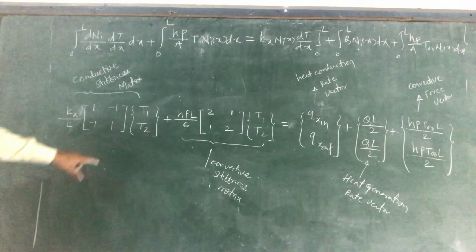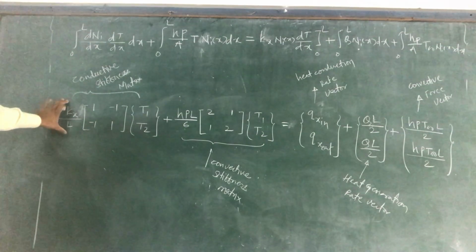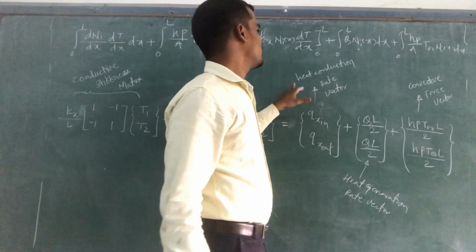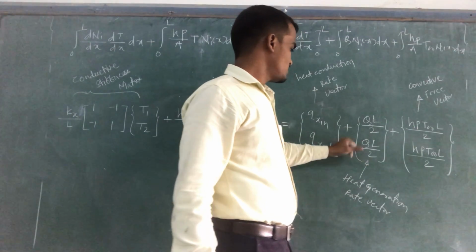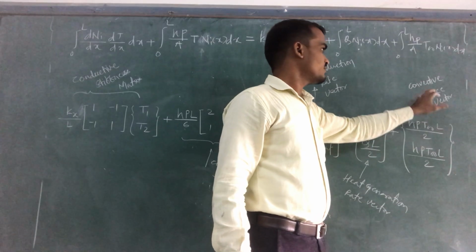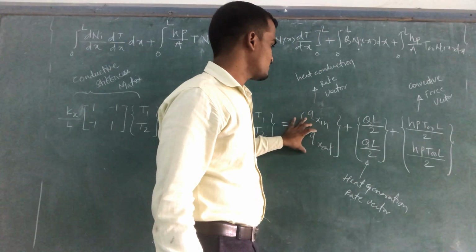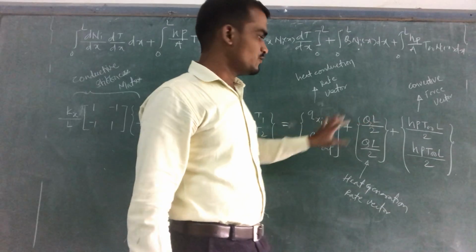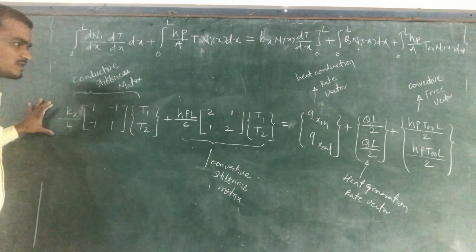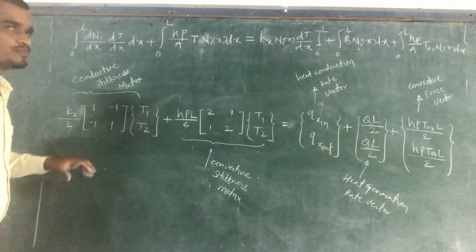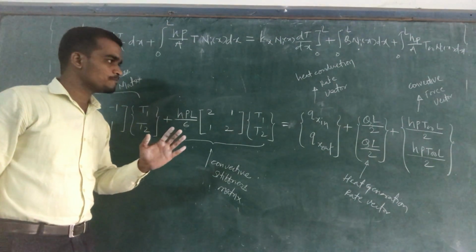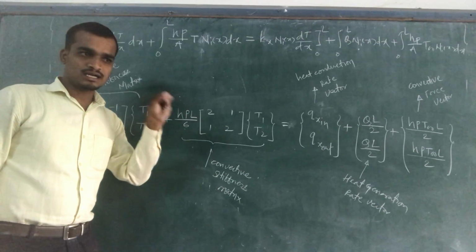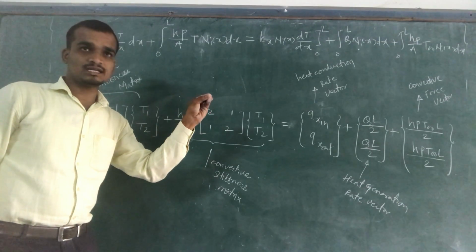Okay, so these are the 5 terms. The first term is related to your conductive stiffness matrix, second term is related to your convective stiffness matrix. This is the term which is related to your heat conduction rate vector. This is the term which is related to your heat generation rate vector, and finally this is the convective force vector, or you can say this is the heat conduction force vector, heat generation force vector and heat convection force vector. Okay, so in this way you will get total 5 terms in the final equation, and by using this equation now you can solve the problems which are related to your one-dimensional steady-state heat conduction as well as heat convection.